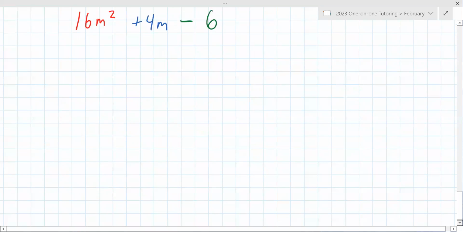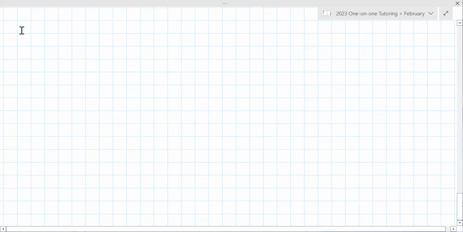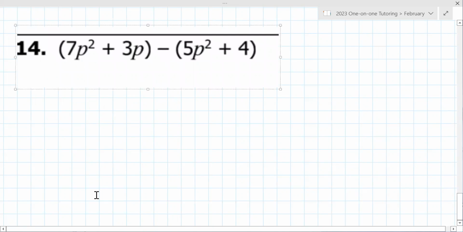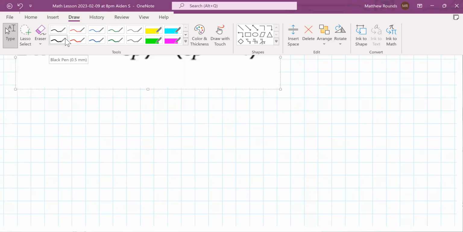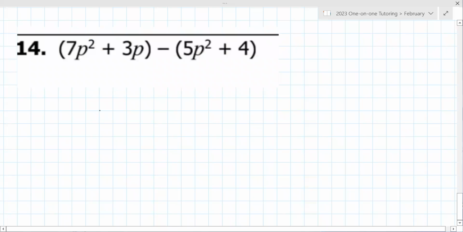Okay, let's look at 14. So you're going to change the signs on the ones on the right here. It's going to be -5p squared -4. 7p squared plus 3p.